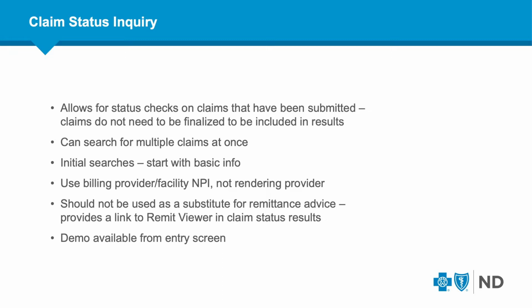And with this tool, it does tell you if a claim is paid, denied, or in process, and it will give you some extra information. However, if you're looking for a full-blown explanation of benefits, the best tool to use for that is Remittance Viewer. So that's one thing to keep in mind: if you're looking for things like adjustments and how much was paid on each line, the Remittance Viewer is probably a better tool for that, whereas the focus of this is to tell you the current status of the claim. And lastly, once again, there is a demo available that you can get to from the entry screen.